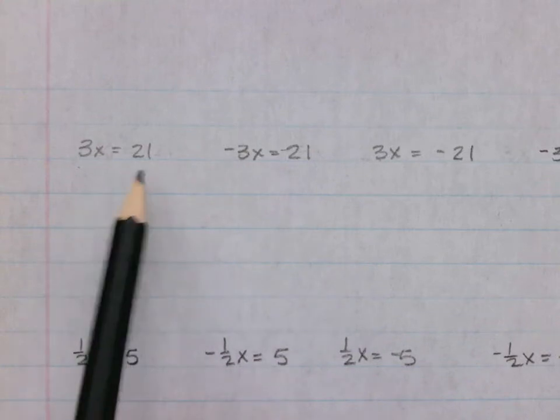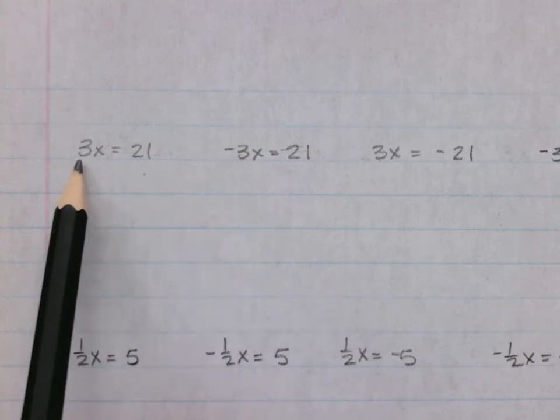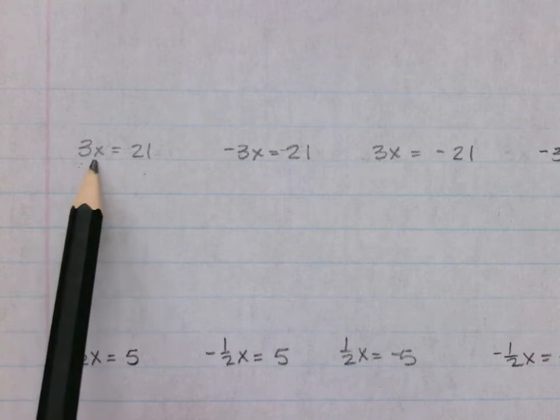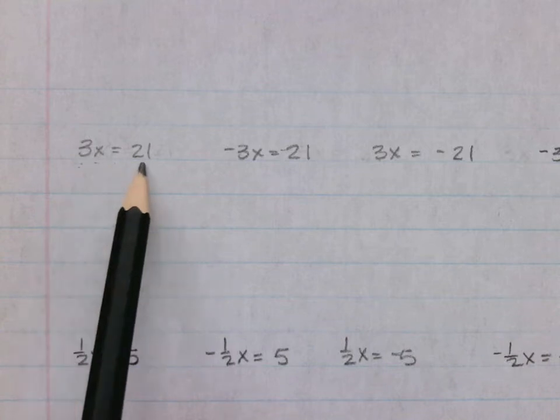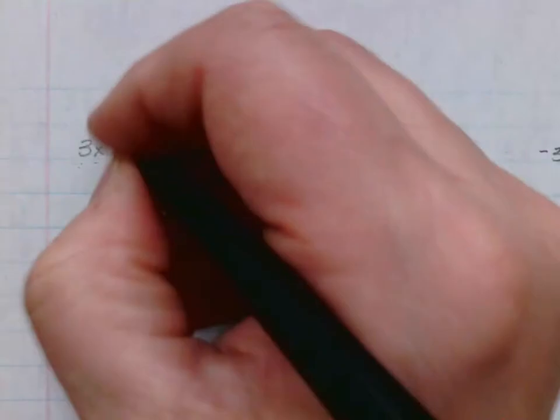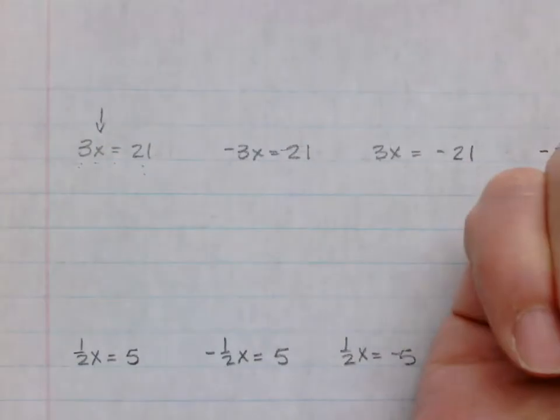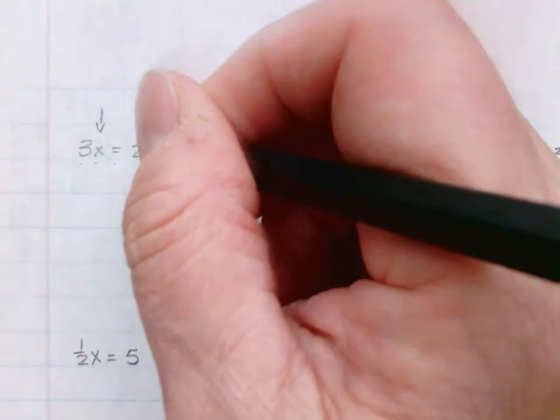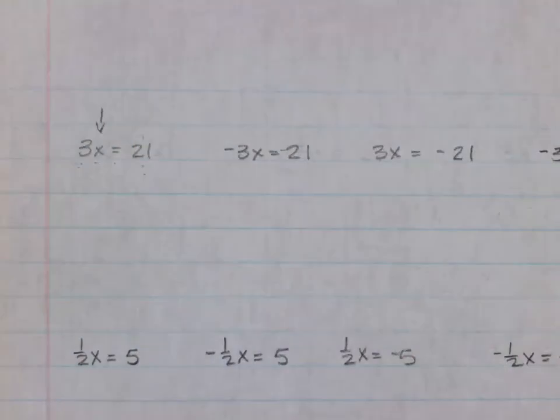If you look at this first equation, I'm multiplying x times 3, and I'm saying that equals 21. So there's some number that I could substitute for x right here that would give me a 21. Intuitively, some of you may see that that's 7, but we don't always see those things intuitively.